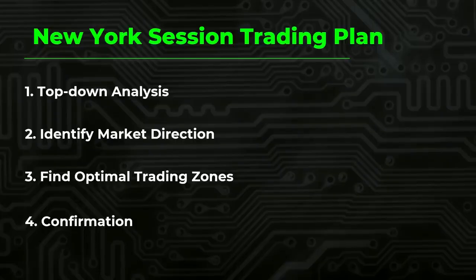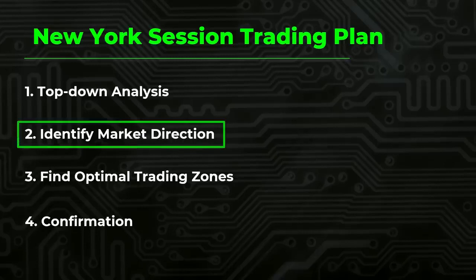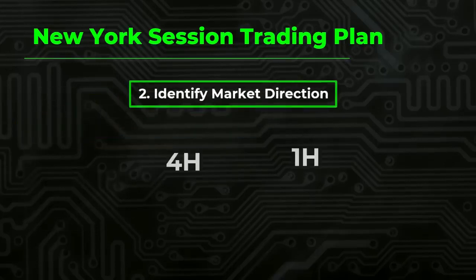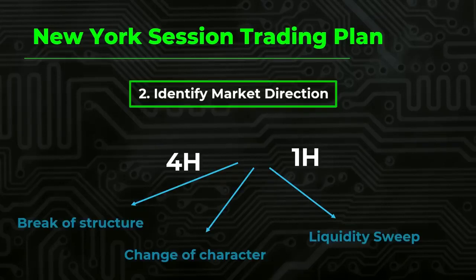Now that we have marked the higher timeframe key levels, it is time to identify the market direction in the second step. To find the direction, we only use 2 timeframes, the 4 hours and 1 hour's chart. In this step, we apply the concepts of break of structure, change of character, and liquidity sweep pattern to find the overall direction. Trading along with the controlling side of the market will instantly improve your win rate and minimize losses.